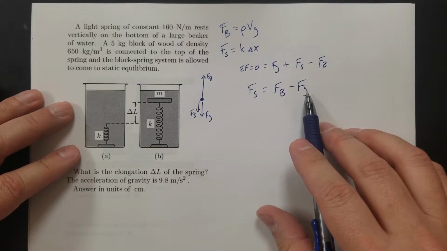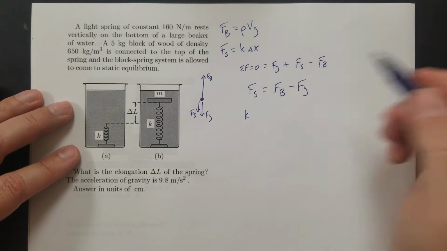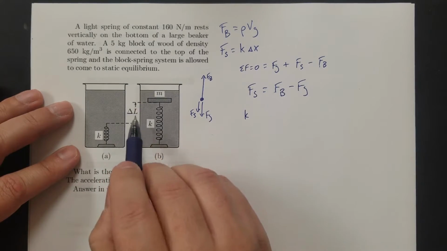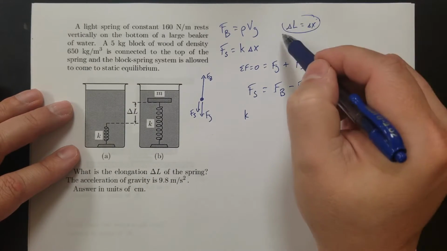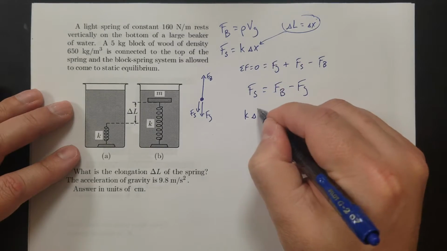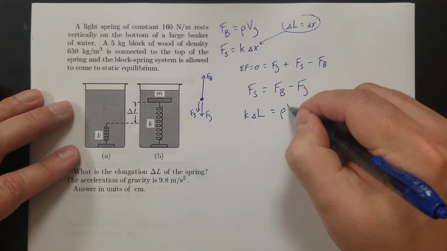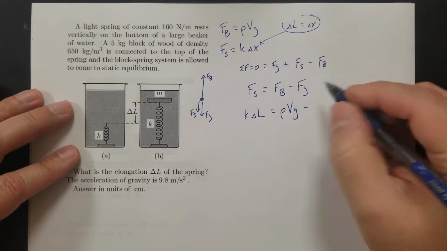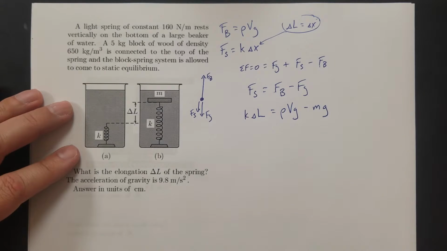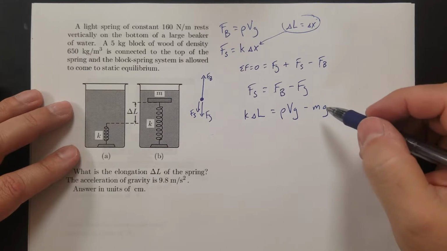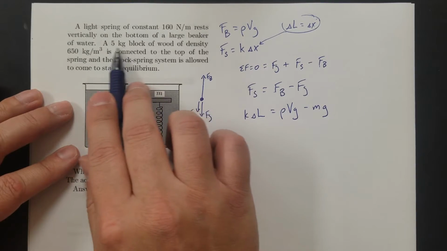Okay, so let's plug in what we know. Spring force is k times delta x, but the delta x I'm finding is delta L, so delta L is the delta x in the equation. So k times delta L equals the density of the water times the volume of the block times g, minus the mass of the block times g. Okay, I don't have the mass of the block. But actually, I do. I have the block of wood. What I don't have is the volume of the block.